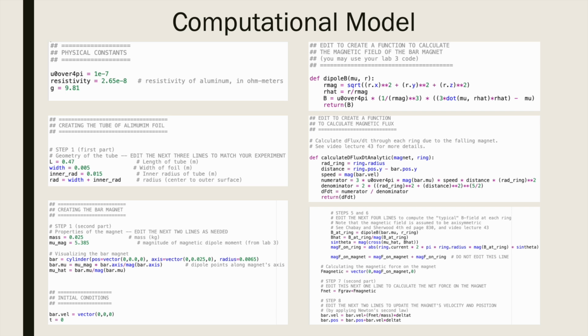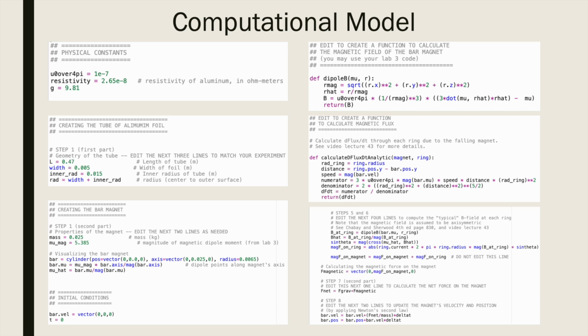For the computational model, I have the initial conditions and constants set. I implemented the formula into the code to calculate the magnetic field of the bar magnet. Next, I created a function to calculate the magnetic flux using the equation to find the rate of change in magnetic flux through each ring caused by the falling magnet.